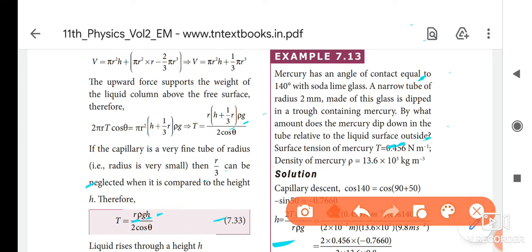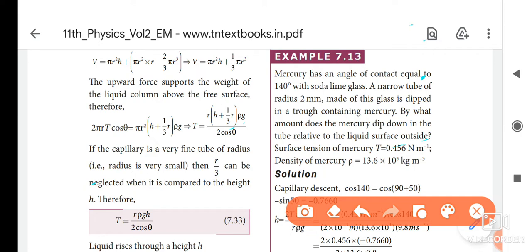Okay, next, here the upward force that supports the weight of the liquid column above the free surface, therefore 2 pi rT. What is the value for V? That is, the V is the upward force. So what is the value for V? 2 pi rT cos theta, isn't it? Yes, 2 pi rT cos theta, which is equal to pi r squared h plus h into h plus 1 by 3.